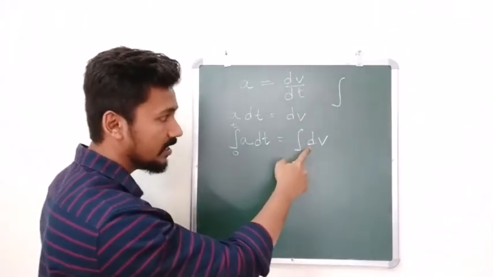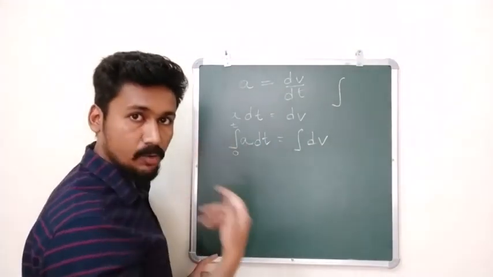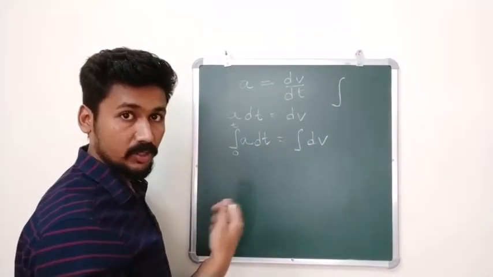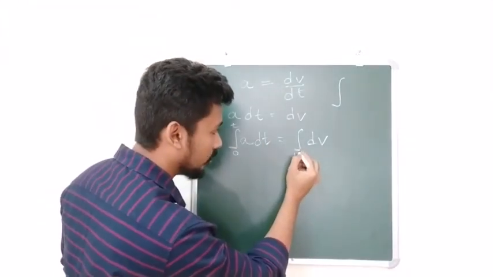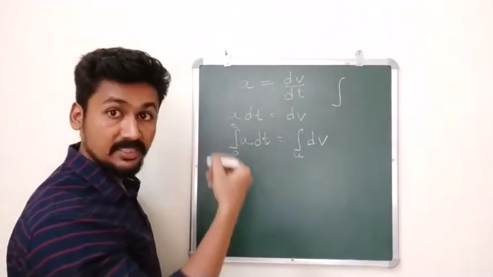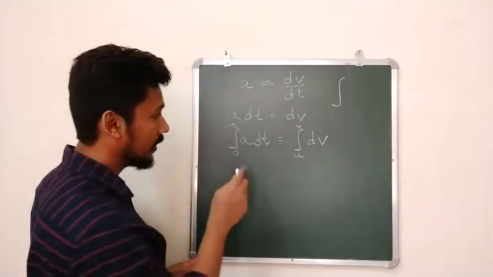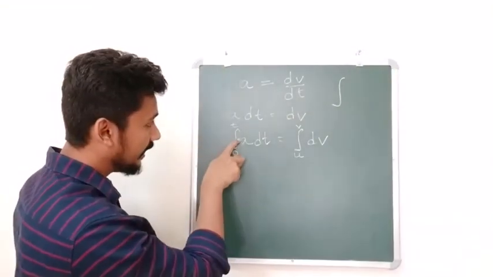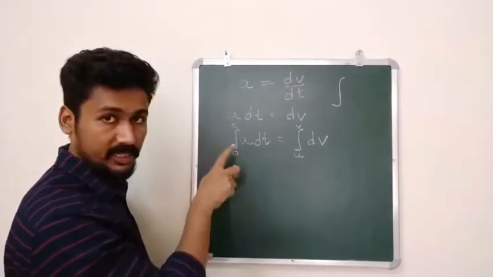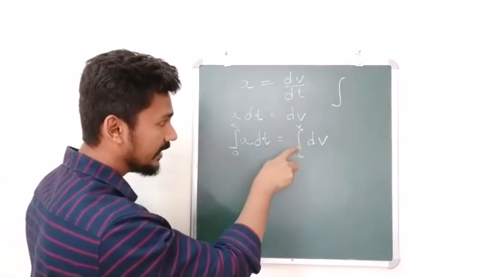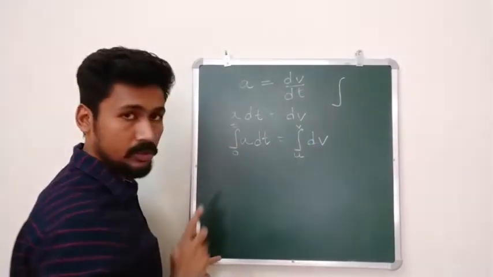Then we will put the limits for velocity. How much is the initial velocity? Initial velocity we decide to write as u. How much is final velocity? We decide to write it as v. Okay, so what we have got? Integral of a dt from 0 to t equal to integral of dv from u to v.